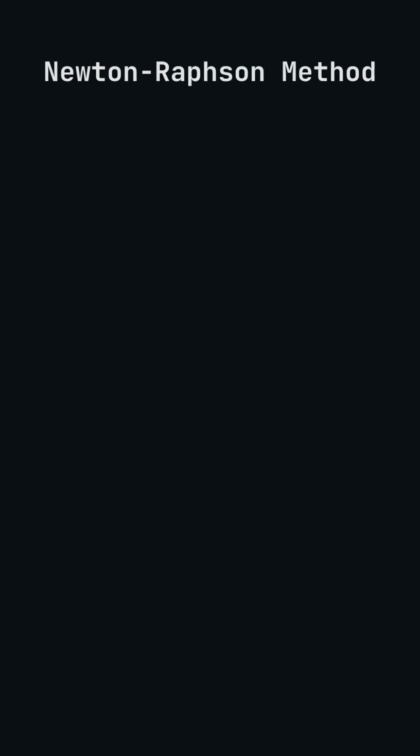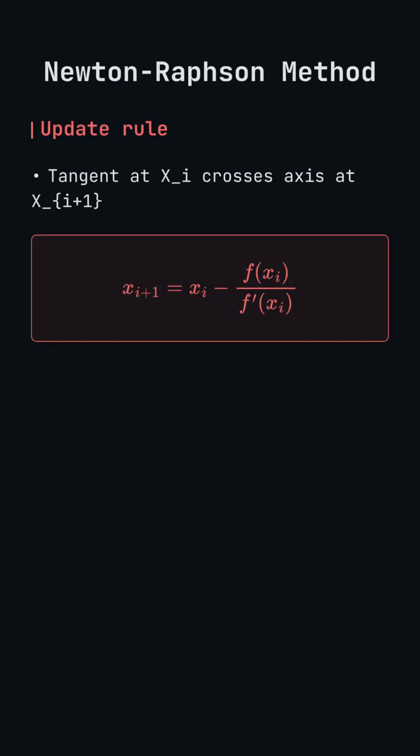The Newton-Raphson method uses the slope of the curve to zoom in on a root far faster than any bracket method. Each step replaces a function with its own tangent line and jumps straight to where that line crosses 0. Start at an initial guess, x0. The tangent line at x0 has slope f prime of x0. It crosses the axis at x1, your next guess.